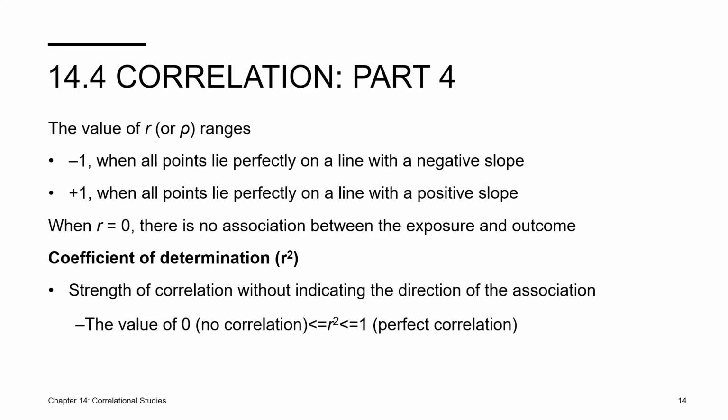Something else that can be looked at for correlation is a coefficient of determination, or the R-squared. This is the strength of correlation without indicating the direction of the association. So if the value is 0, then that indicates there is no correlation, and if there is a value of 1, that indicates the perfect correlation.